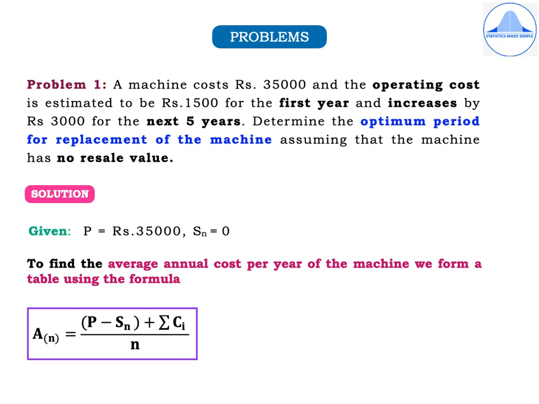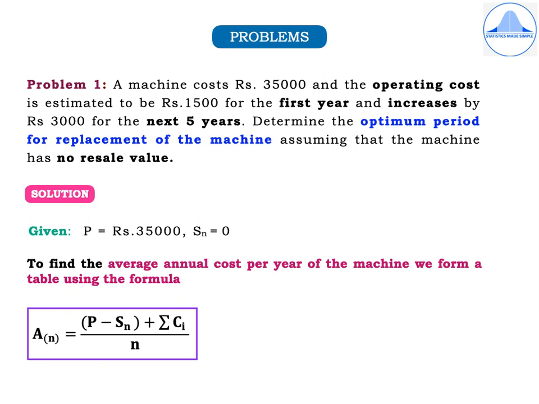Problem 1. A machine costs rupees 35,000 and the operating cost is estimated to be rupees 1,500 for the first year and increases by rupees 3,000 for the next 5 years. Determine the optimum period for replacement of the machine, assuming that the machine has no resale value. Solution, write given. The cost of the machine, that is the purchase cost, is capital P, which is rupees 35,000. They have mentioned that there is no resale value, that means Sn is equal to 0.